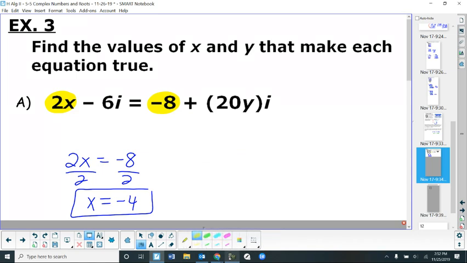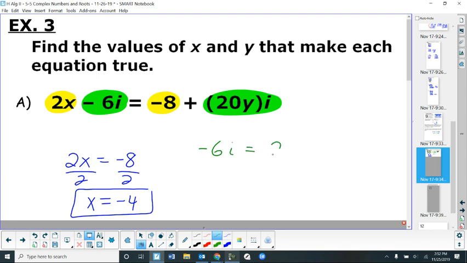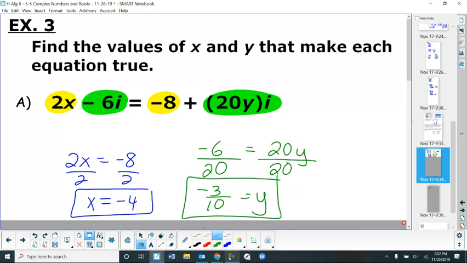And then the imaginary part, this has to equal this. Those are your imaginary parts. So I would say, well, negative 6i has to equal 20yi. Well, basically your i's are going to go away because those are both being multiplied by i. Those go away. So you can just divide by 20, and you get negative 3/10 is equal to y. And we're done.